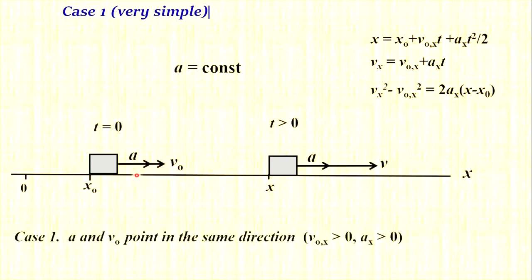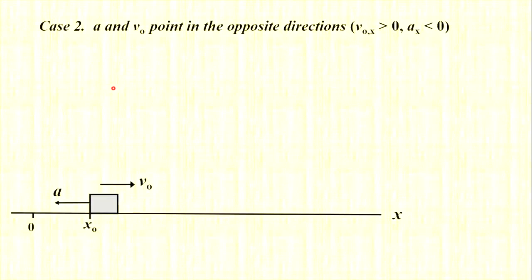The first case is when a and v0 point in the same direction. In this case, the x components of these quantities are positive, and it's very easy to find the position and velocity of the object at any time. For this reason, this case is very simple. More interesting is case 2, where acceleration and initial velocity point in opposite directions.